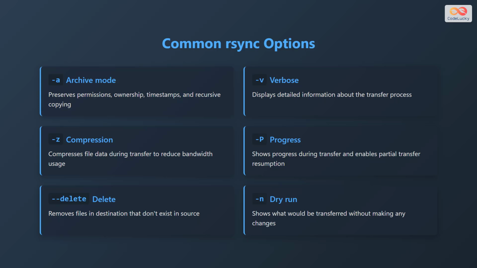The progress option, P, shows progress during transfer and enables partial transfer resumption. The delete option, represented by delete, removes files in the destination that do not exist in the source. And finally, the dry run option, N, shows what would be transferred without making any actual changes.